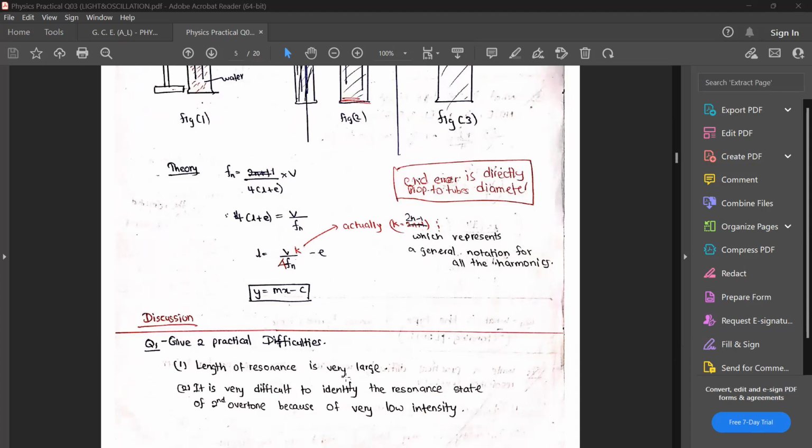It is very difficult to identify the resonance state of the second overtone because of very low intensity. Now that is very important. Like in the earlier practical, the sonometer wire practical, they can ask a question like, why do you use the fundamental overtone? In that practical, we always start from the minimum length and separate the bridges to ensure that we won't miss the fundamental overtone. The reason is that it produces a very high sound intensity. But when you go higher, like the second overtone, third overtone, those produce a very low sound intensity.